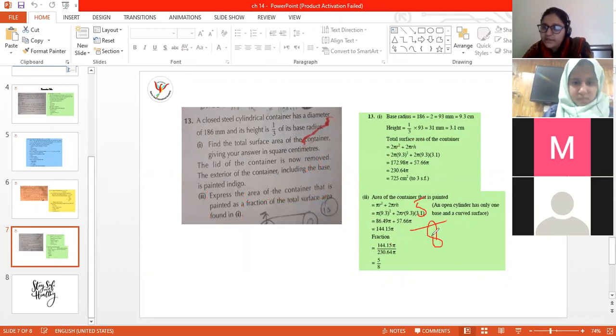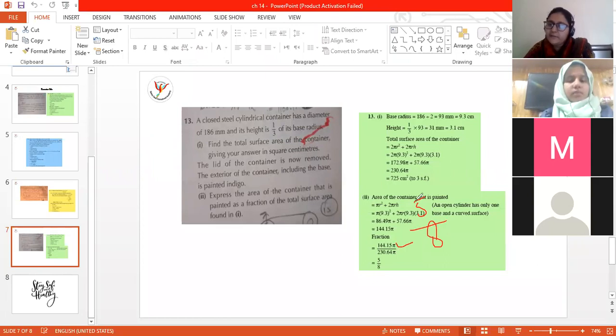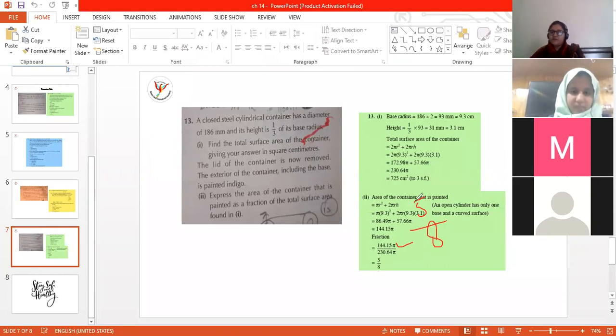We have to give this answer as a fraction. The answer is correct up till here. It is also correct up till here. But if you have to solve it further, the answer will be 5/8. So this was question number 13.